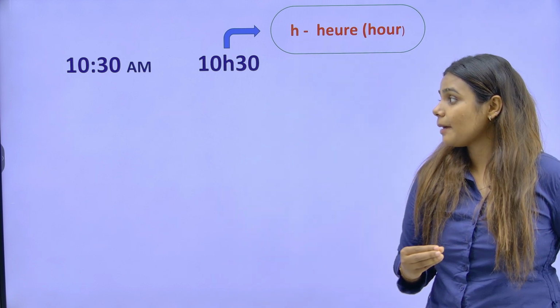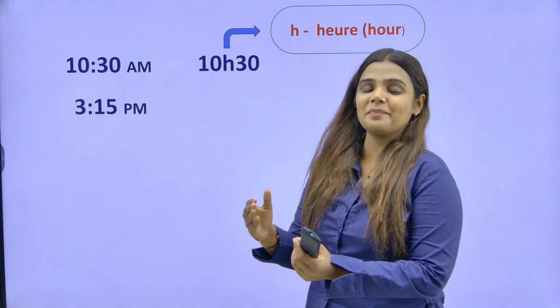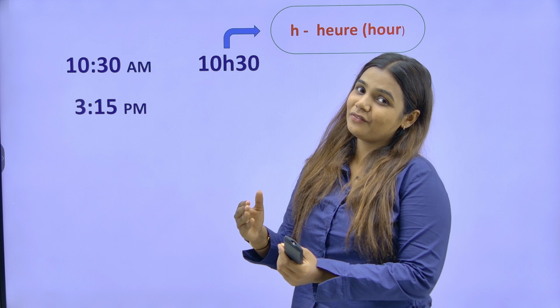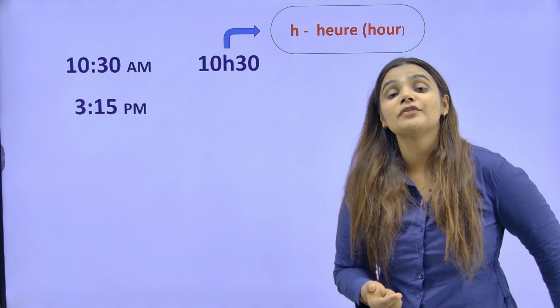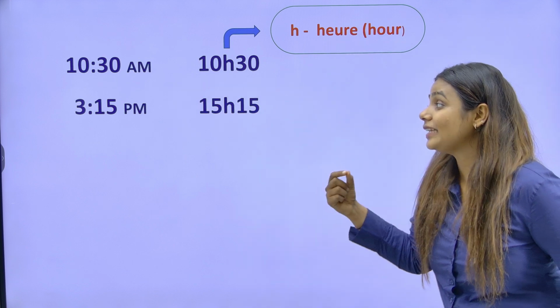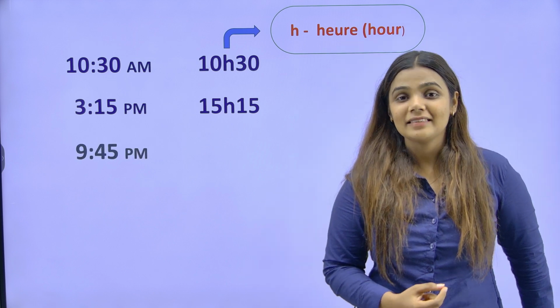So let's take an example. Suppose it is 3:15 p.m. We only use the 24-hour clock, so we have to convert 3 plus 12, 15. So we will be writing it as 15H15.